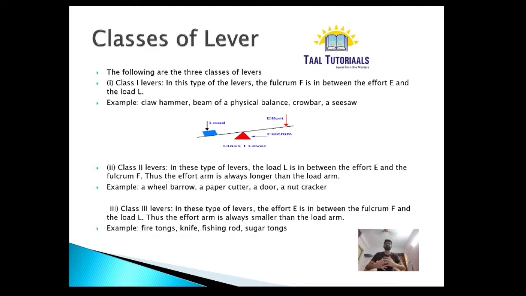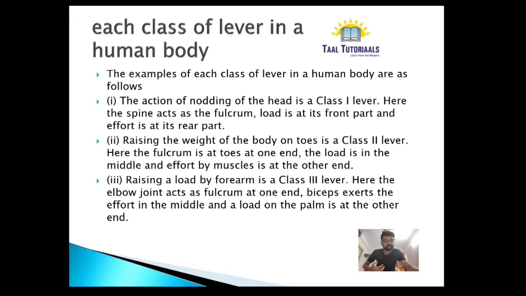Now we'll come to how levers work in our human body. See, the examples of each class of lever in the human body are as follows. First, the action of nodding of head like this is a class 1 lever. Here the spine acts as a fulcrum, load is in the front part, that is this, and effort we are putting from our neck, that is the rear part. So this is an example for the first class lever.